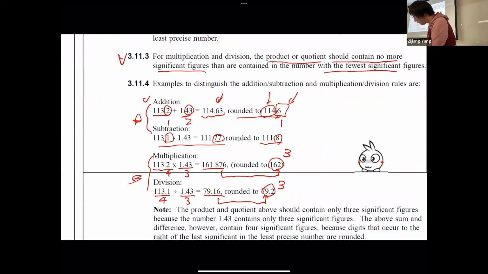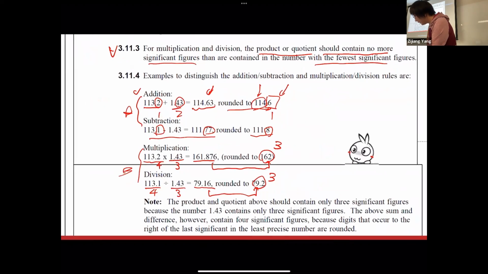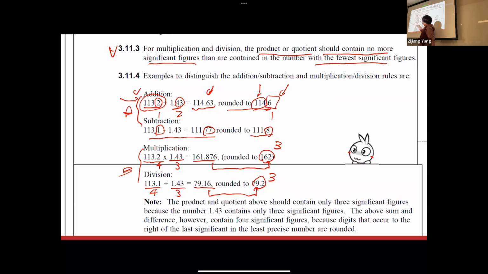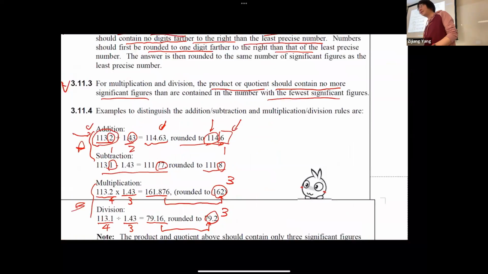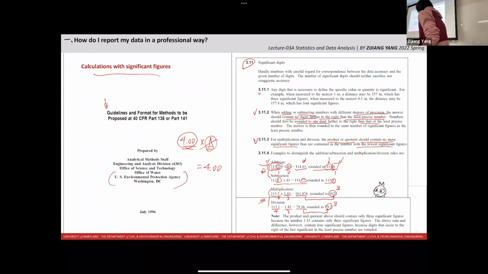That's probably where we're doing addition. This one has 4 significant figures. Oh, so maybe I got confused. The 1 and 2 refer to the digits after the decimal point, and here refers to the significant figure. For addition and subtraction, we care about the digits after the decimal point, but for multiplication and division, we care about the significant figures. So that 1 and 2 are not significant figures, but rather just the digits after the decimal point. Yes.